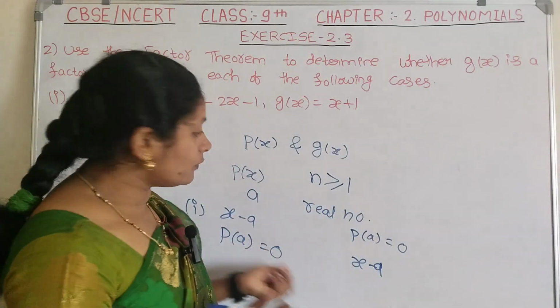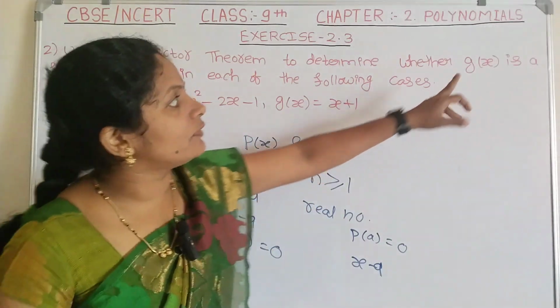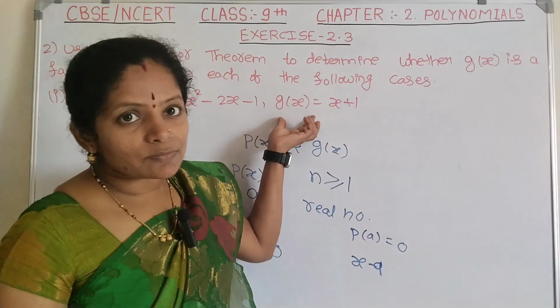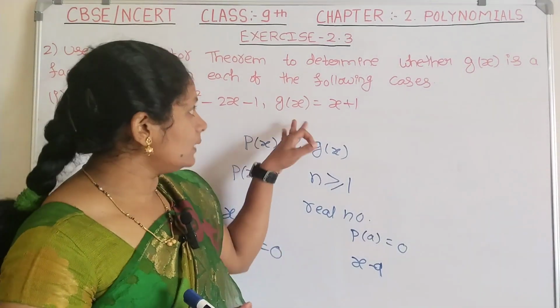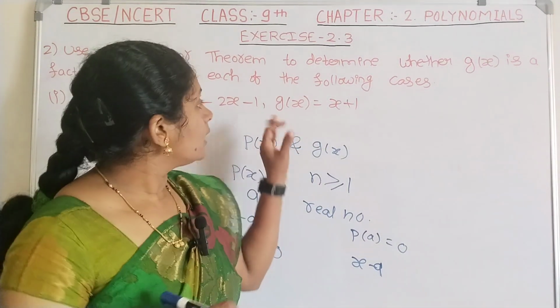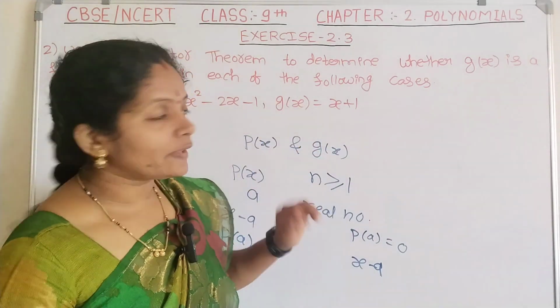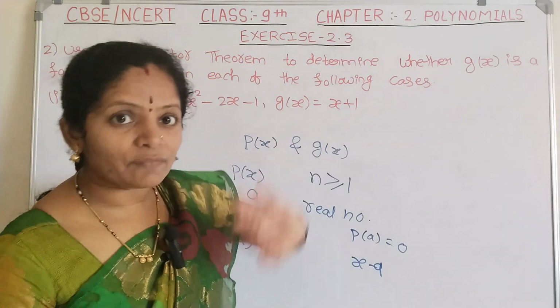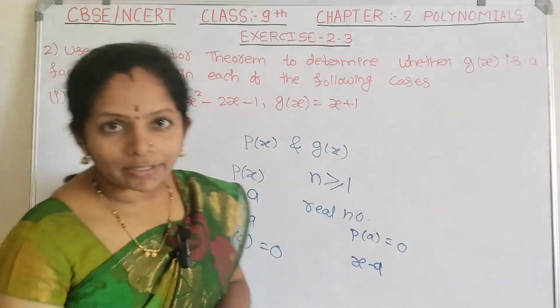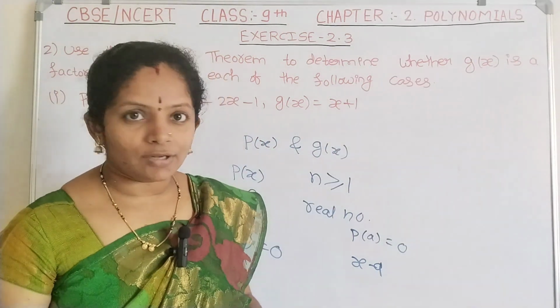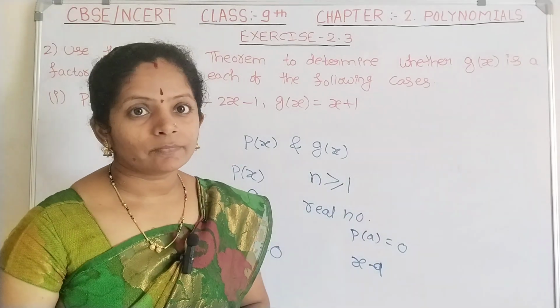So here instead of x minus a, what have they given? The g of x. Don't get confused here, this is nothing but a polynomial. If we get the 0, then you can say that g of x is a factor of the p of x. If we don't get the 0, g of x is not a factor of this p of x.